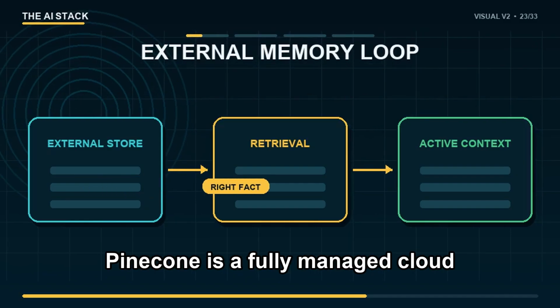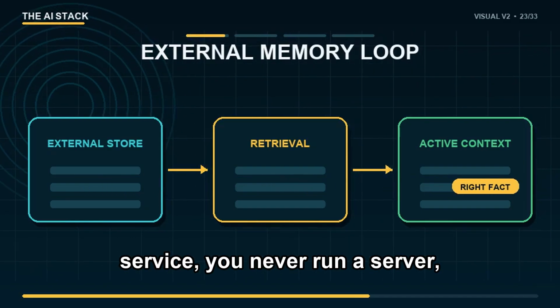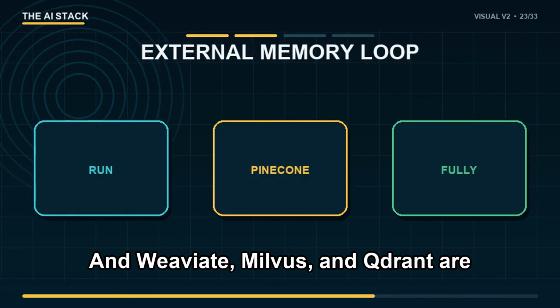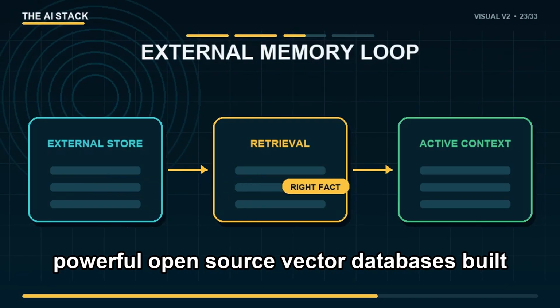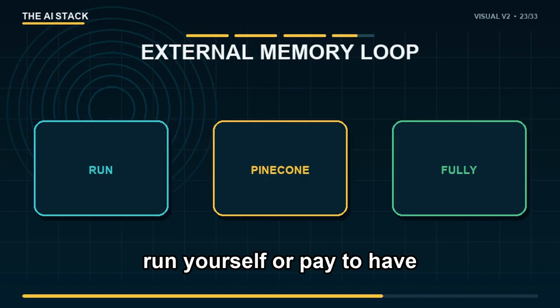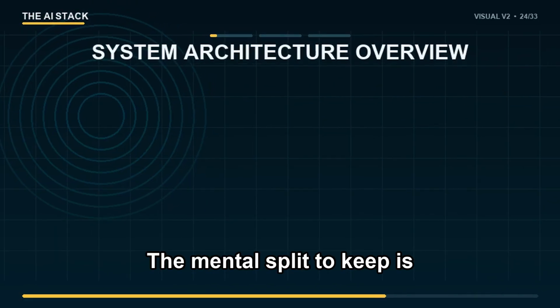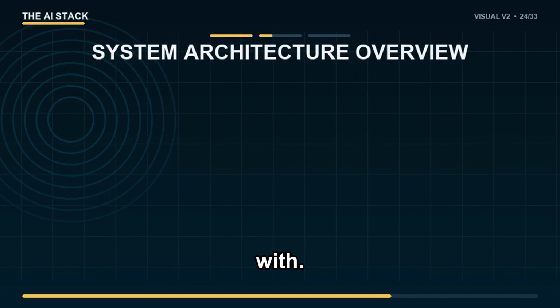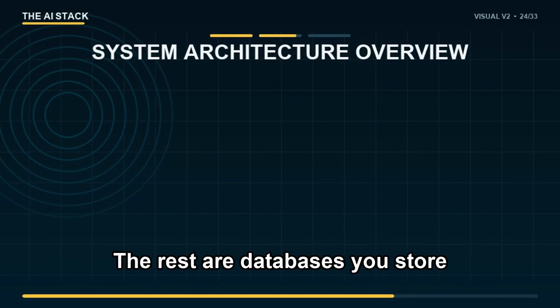Pinecone is a fully managed cloud service. You never run a server, you just send vectors and queries. And Weaviate, Milvus, and Qdrant are powerful open-source vector databases built for production scale, which you can run yourself or pay to have hosted. The mental split to keep is simple. FAISS is a library you build with. The rest are databases you store in.